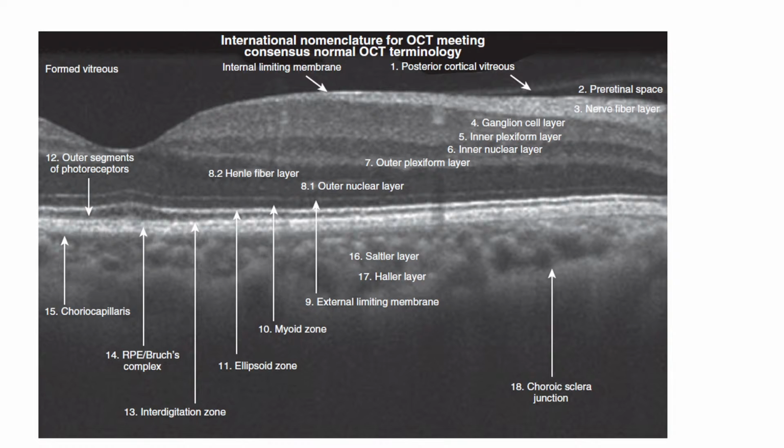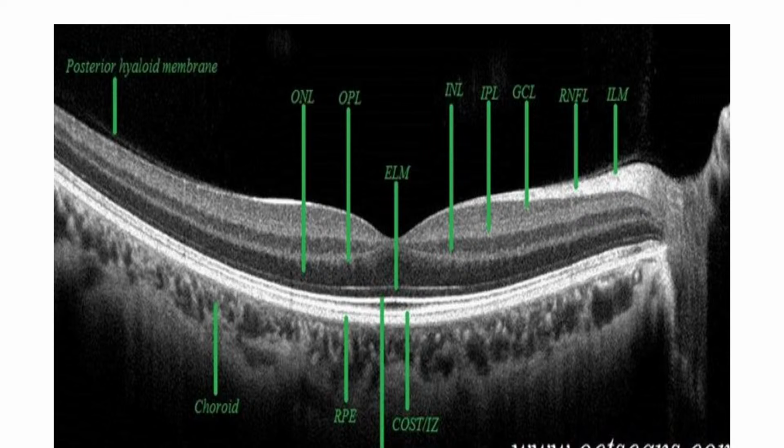First one is the posterior cortical vitreous, second pre-retinal space, third nerve fiber layer, ganglion cell layer, inner plexiform layer, inner nuclear layer, outer plexiform layer and Henle fiber layer, outer nuclear layer, external limiting membrane, myoid zone, ellipsoid zone, outer segments of the photoreceptors, interdigitation zone, RPE or Bruch's complex, choriocapillaris, Sattler's layer, Haller's layer, and choroid. Posterior hyaloid membrane we can see up to now. These are the layers again, choroid and RPE.